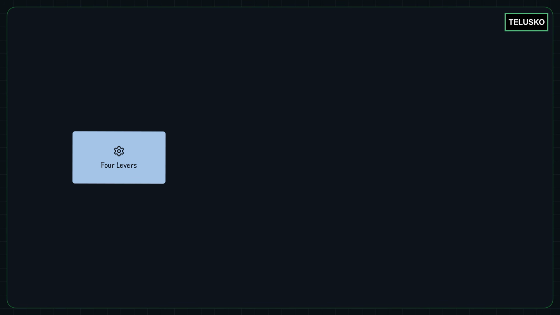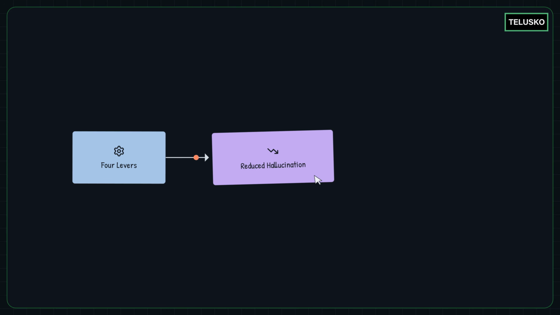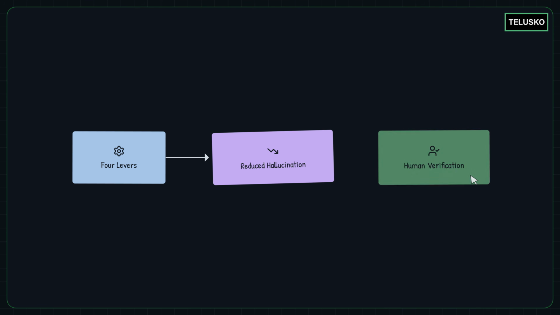Now, let us be completely honest about the ceiling here. All 4 of these levers reduce hallucination, but none of them remove it entirely. The model is still predicting patterns, not checking facts. So anything that actually matters still needs a human or a tool to verify it.